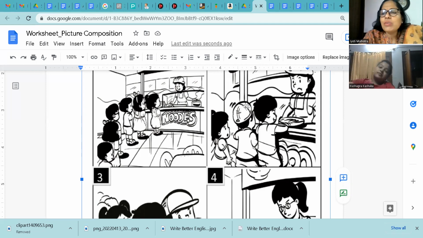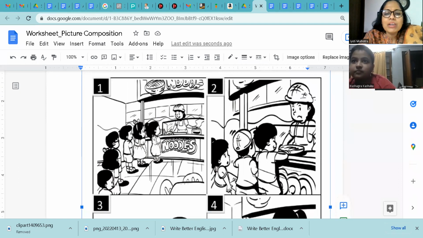All right. Then what happens in picture number 2? Look at the girl who's standing third. See, this girl was first here. Then what happened? These two boys that you see taking the noodles are not there in this line. Are you able to observe this thing? This is the observation you have to make.